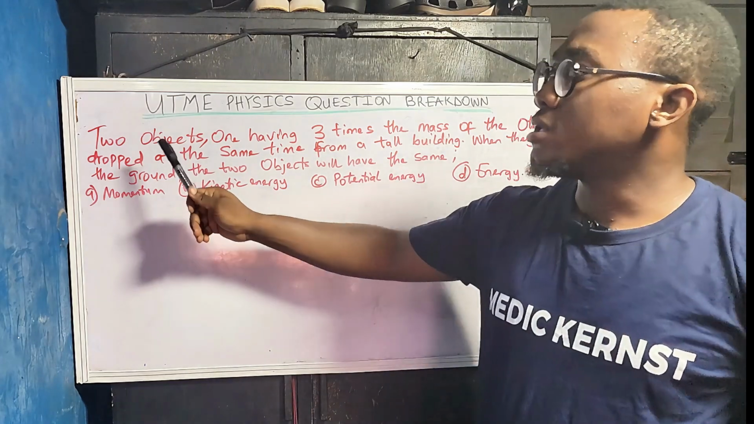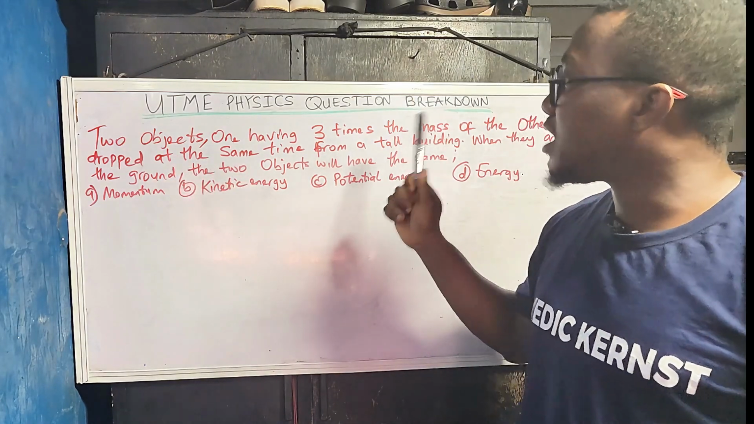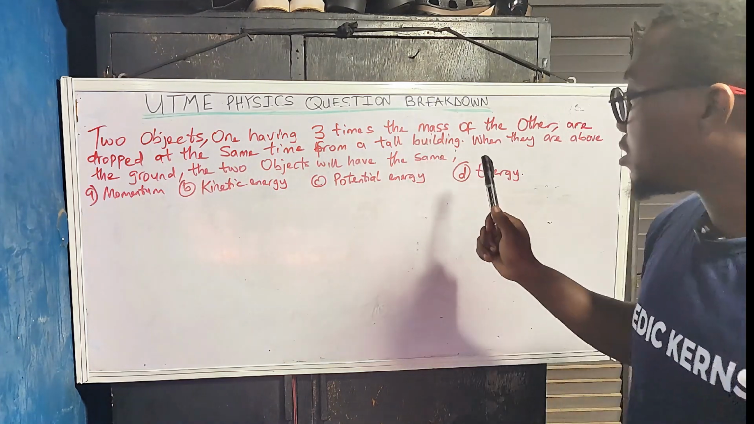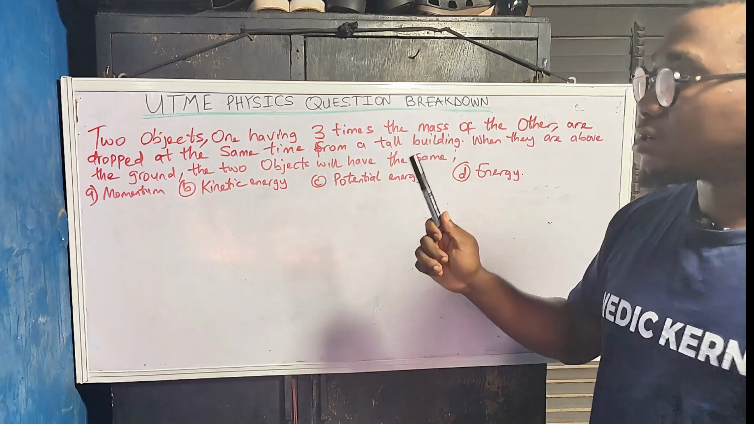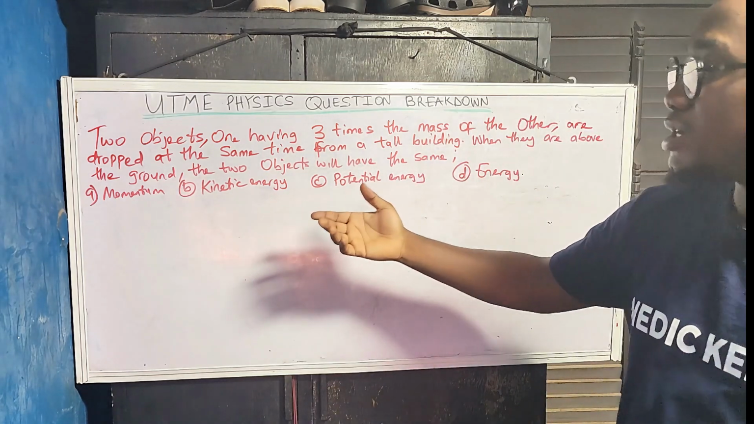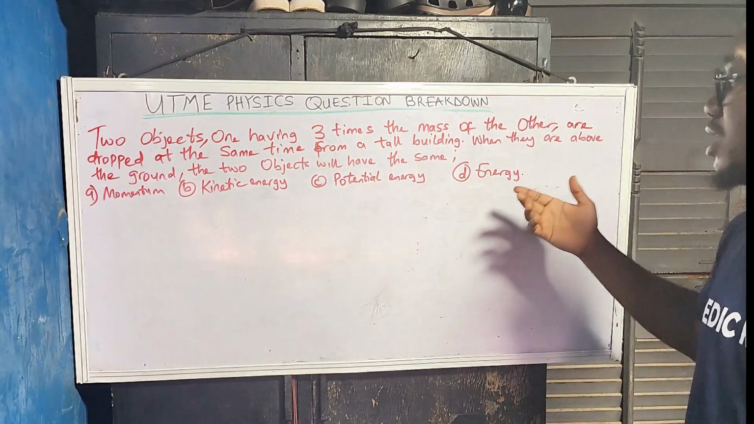So the question goes thus: two objects, one having 3 times the mass of the other, are dropped at the same time from a tall building. When they are above the ground, the two objects will have the same... So we have our options: momentum, kinetic energy, potential energy, and energy.